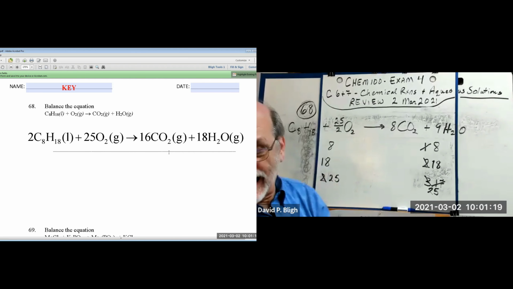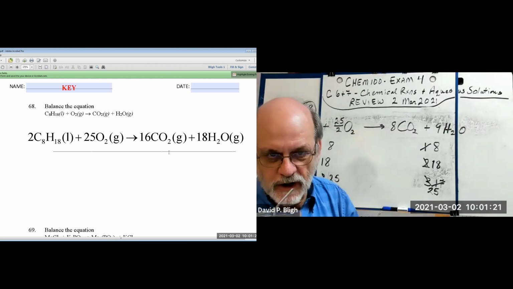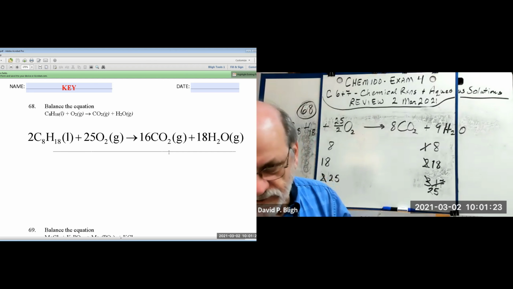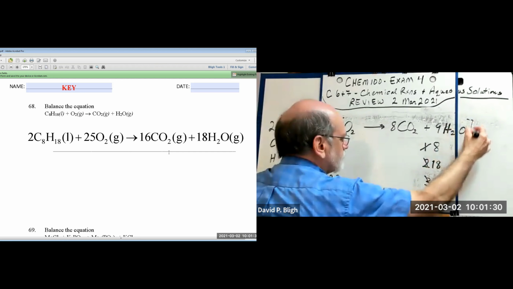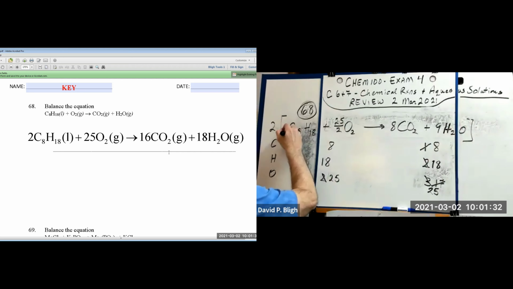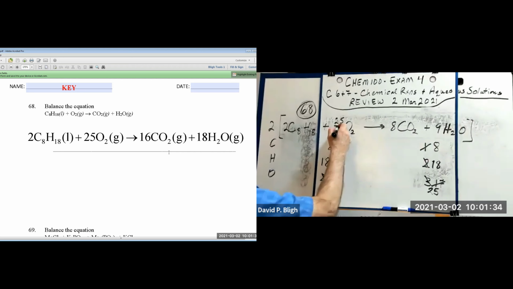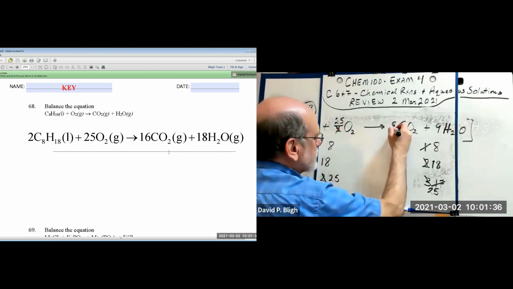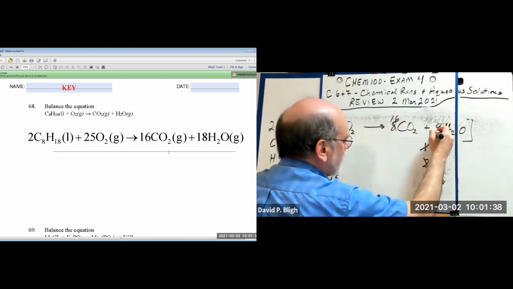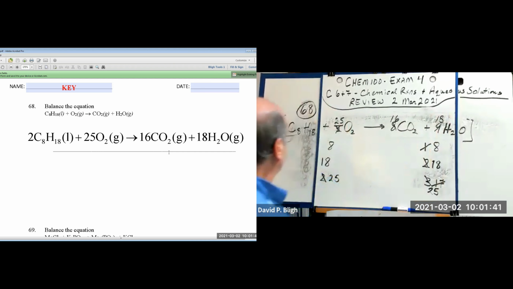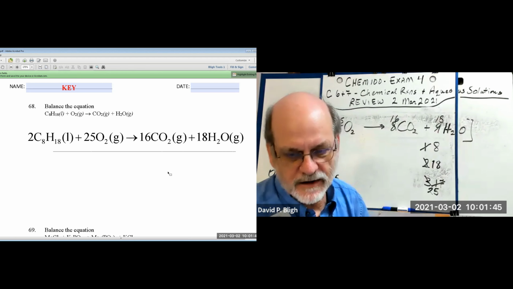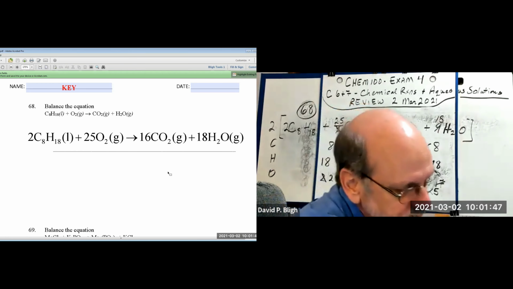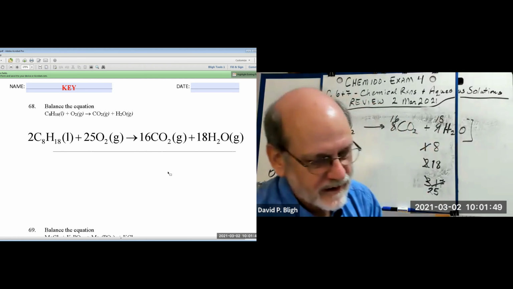Now, technically, it's balanced, but it's not the simplest whole number. So we got to get rid of the fraction. That makes this one 2. Makes this one 25. This one is 16, and that one is 18. 2, 25, 16, 18 to balance that equation. Okay.